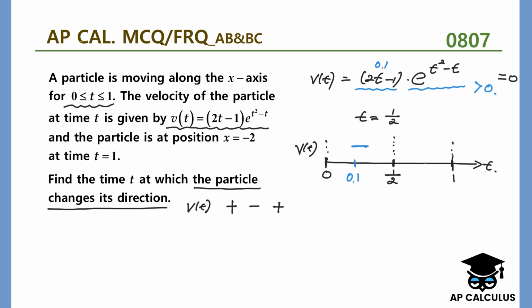What if we plug in 0.7 here? If we substitute 0.7 for t, then that's going to be 1.4 minus 1, positive, right? That's positive, okay? So velocity changes its sign from negative to positive at t equal to 1 over 2, right? So the answer must be t equal to 1 over 2, all right? That's the time where the particle changes its direction from negative to positive.